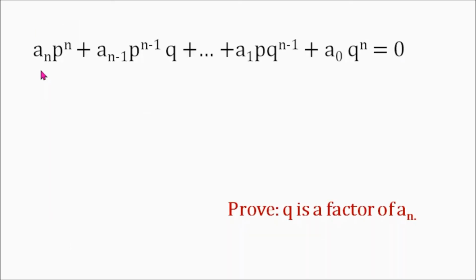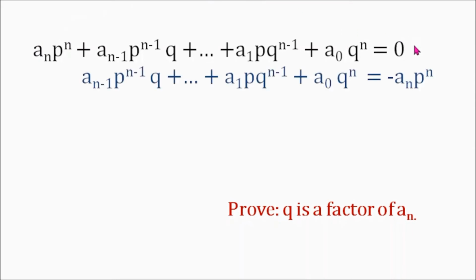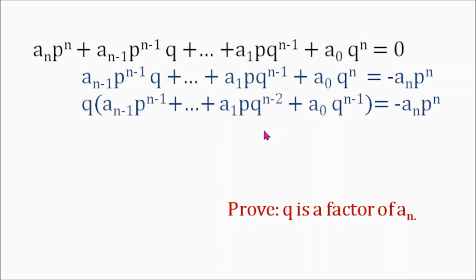Now let us start the proof of the second part. So notice here that the first term is the only term we have here that has no q. So we are going to move it to the right hand side of our equation. Now all the terms on the left side have q. So we are going to show that q is a factor of all the terms.